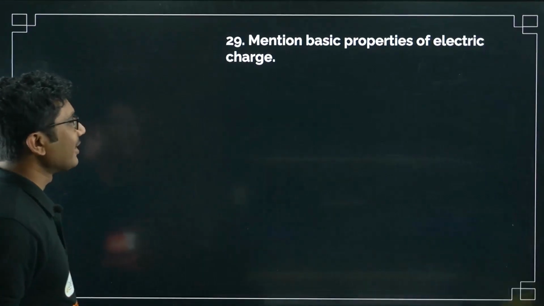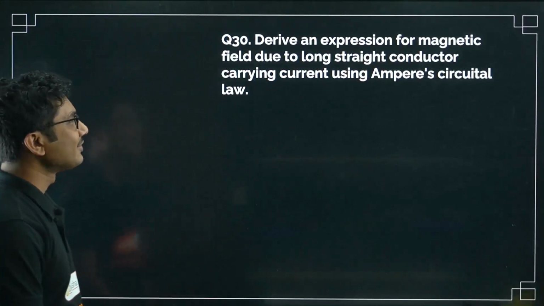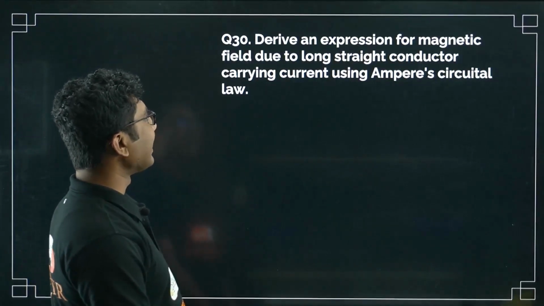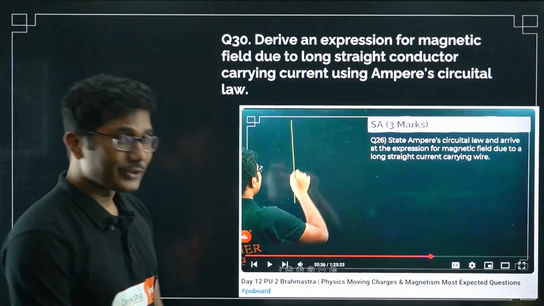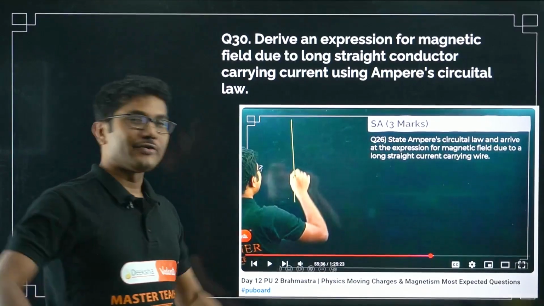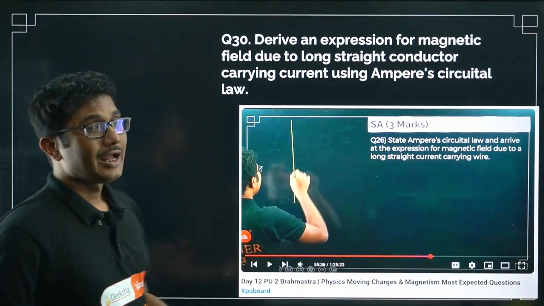So let's move on to the next question, which is derive an expression for magnetic field due to a long straight conductor carrying current using Ampere's circuital law. Now let's see, that part is also done, and I am not going to discuss it here. The entire derivation was done in my lecture.